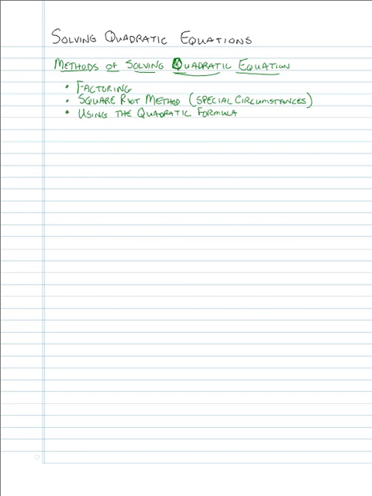Well, what do we mean by a quadratic equation? Well, let's look at the first example here. And again, I expect this to be review, so I'm not spending a great deal of time on each type of problem. Solve x squared minus 4x plus 3 equals 0.